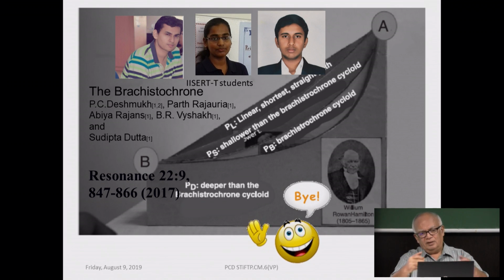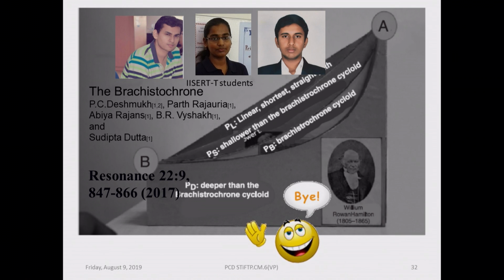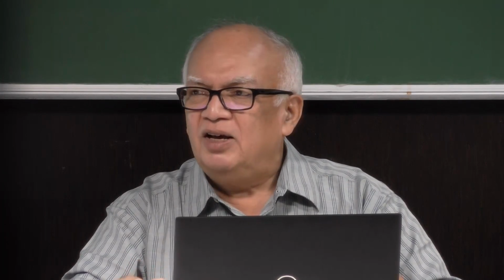And these students did this experiment like hundreds of times, and then took the average to make sure that there are no experimental errors of any kind and so on. So it was a very carefully done experiment, and they indeed found that when it goes according to the cycloid trajectory, the time is minimum. So I think we should be setting up this experiment in our lab as well, so we'll do it.